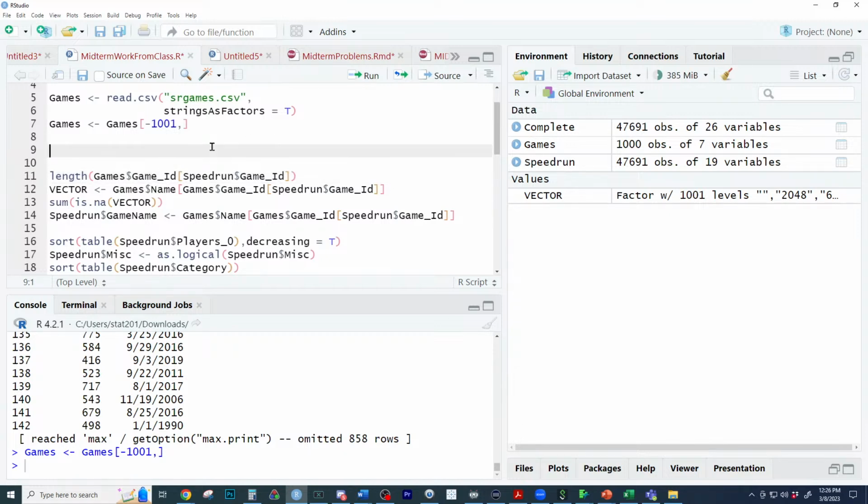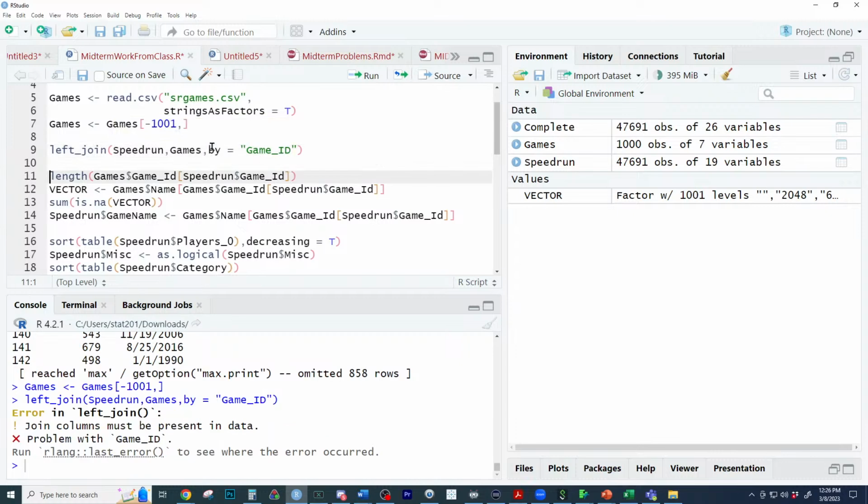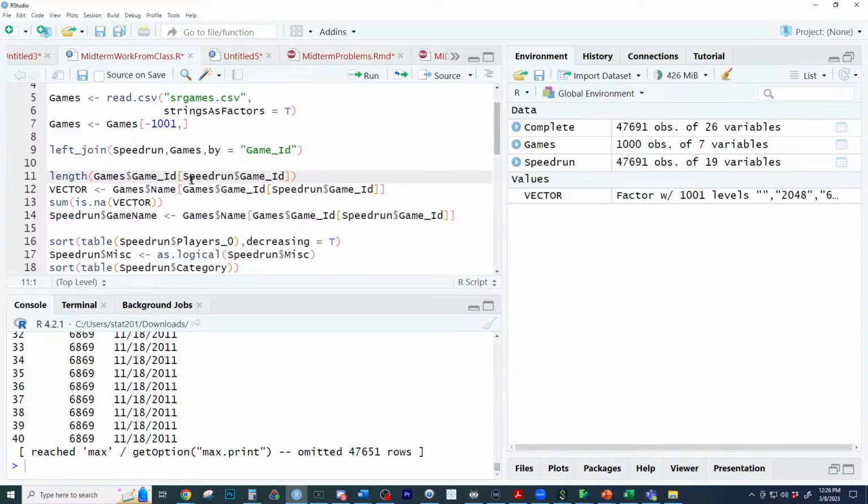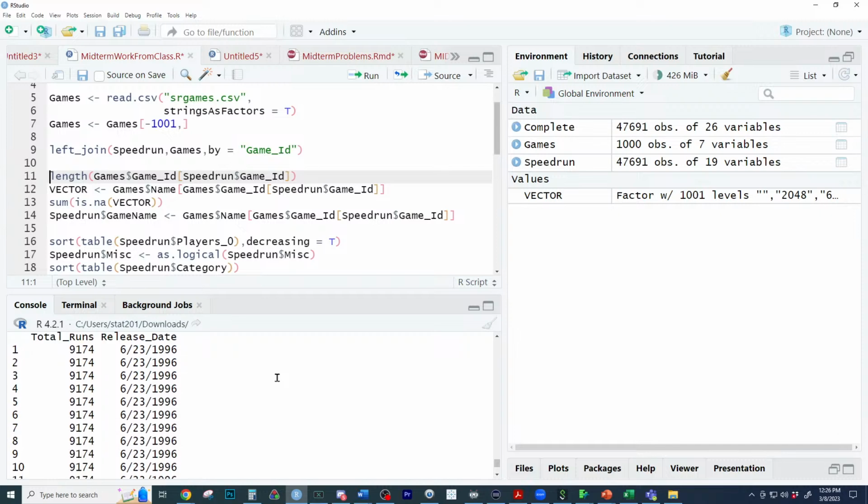And now let's try the left join. Was this literally the issue? Oh my gosh. It is. I'm just going to be like, wow. Game underscore ID. Oh, what? It's not happy with the left join. Must be join columns. Problem with game ID. Oh, haha. It's got a lowercase d. Oh my gosh. I think it looks good now.